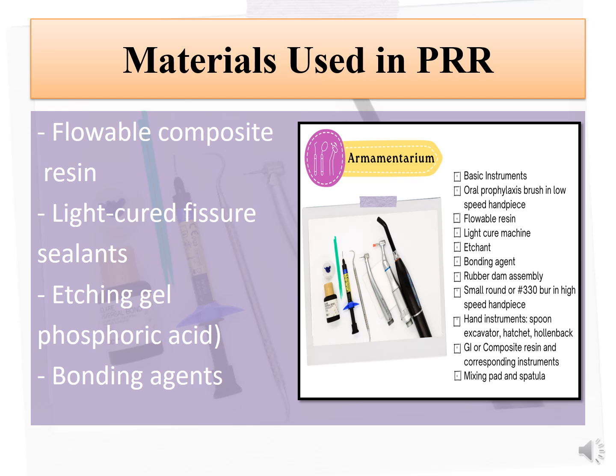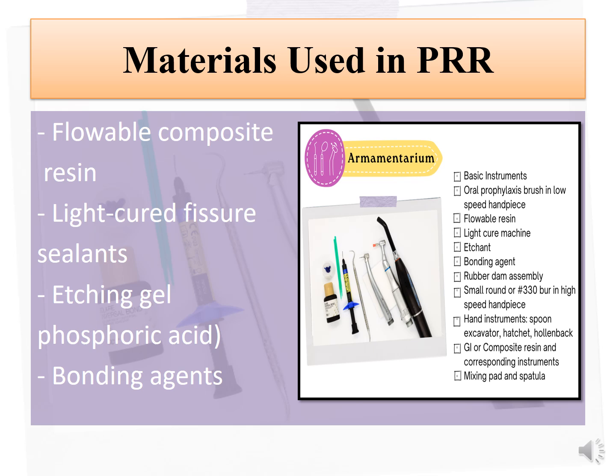Next we move on to materials used. What materials are used for PRR? The main material is flowable composite resin. This is used to fill any small cavities. Along with that, we use a light cured fissure sealant which provides a protective layer over the grooves.